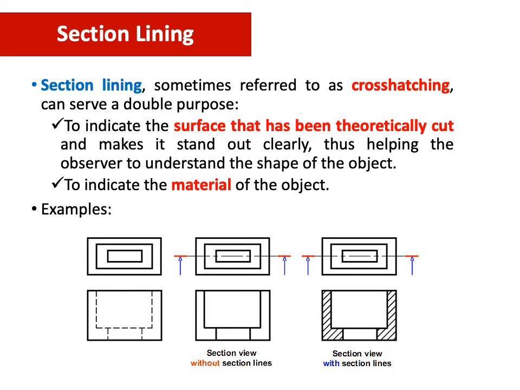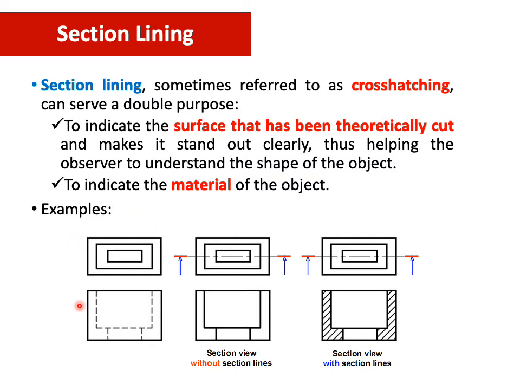The section lining, sometimes referred to as cross hatching, can serve a double purpose. As I said before about the section lining, first it indicates the surface that has been theoretically cut and makes it stand out clearly, thus helping the observer to understand the shape of the object. It also indicates the materials of the object.